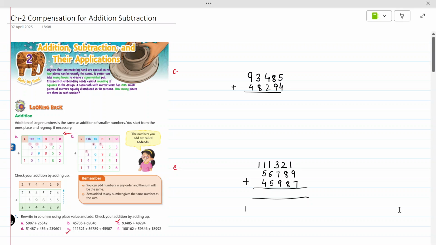Hello students. So now we have completed our first chapter. Today we are going to start with the next chapter, which is addition, subtractions and their applications.